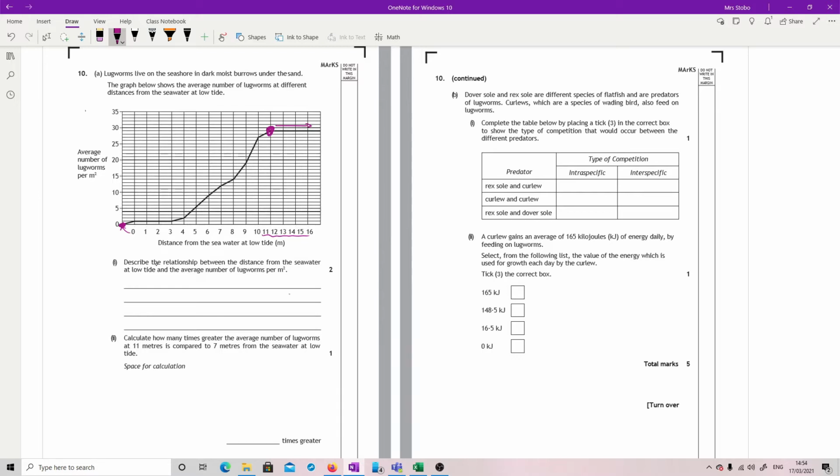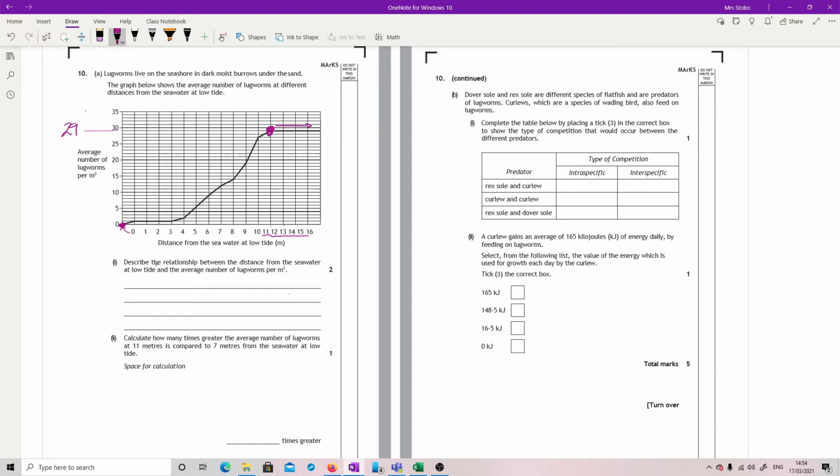So at no distance, there are no lugworms, and as you increase distance, you increase the number of lugworms until you reach, and I'm assuming this is 12, 16, 15, 14, 13, 12, yeah. Okay, so as we reach 12 metres, then it remains the same. It would be nice if you put a number in against that. Okay, so it remains the same at 29 lugworms per metre squared.